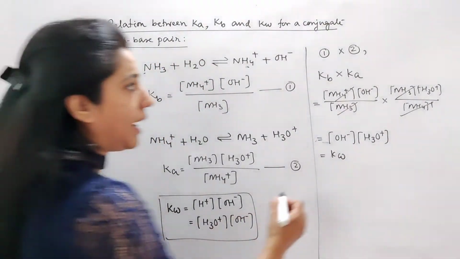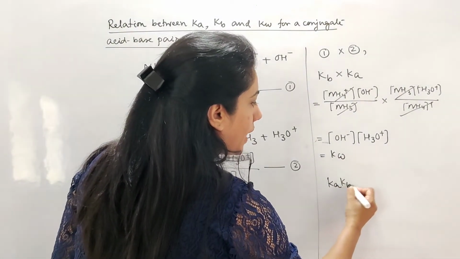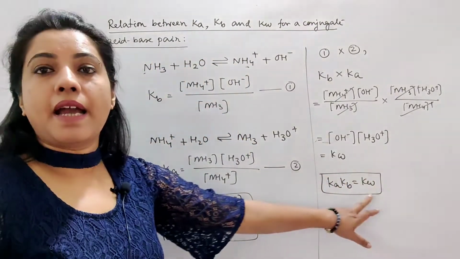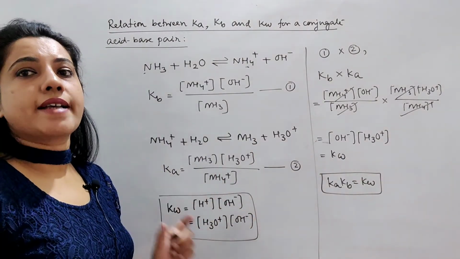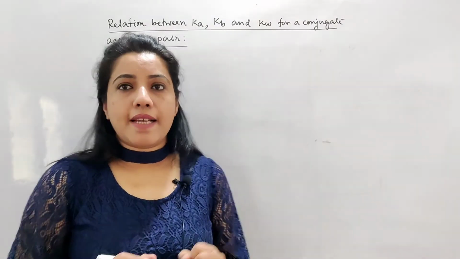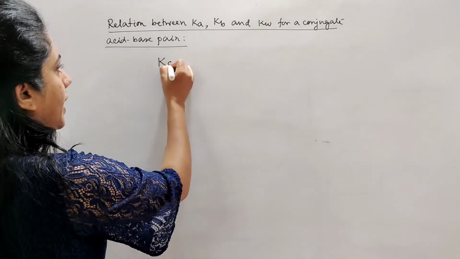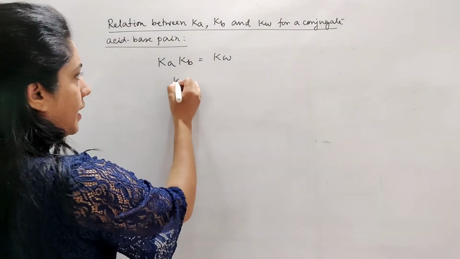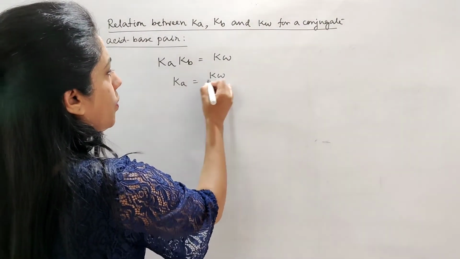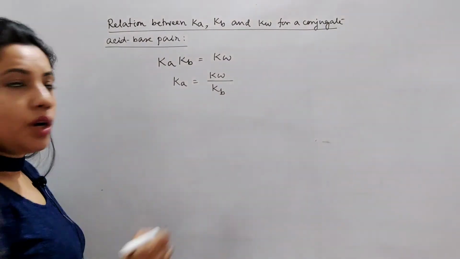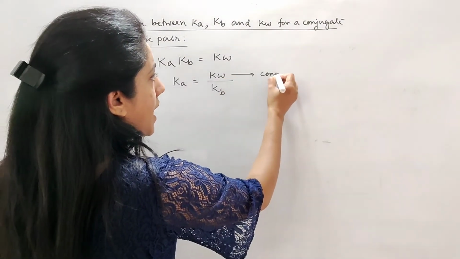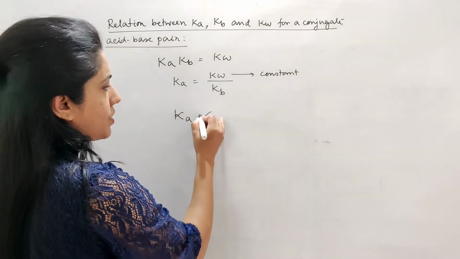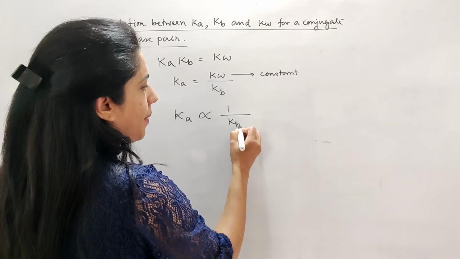So what is the relationship we get? We get Ka into Kb is equal to Kw. This is the relationship between Ka, Kb and Kw for a conjugate acid-base pair. So for a conjugate acid-base pair, we got Ka into Kb is equal to Kw. From here we can write Ka is equal to Kw upon Kb. Now we all know that Kw is constant at a given temperature. So we get Ka is inversely proportional to Kb.